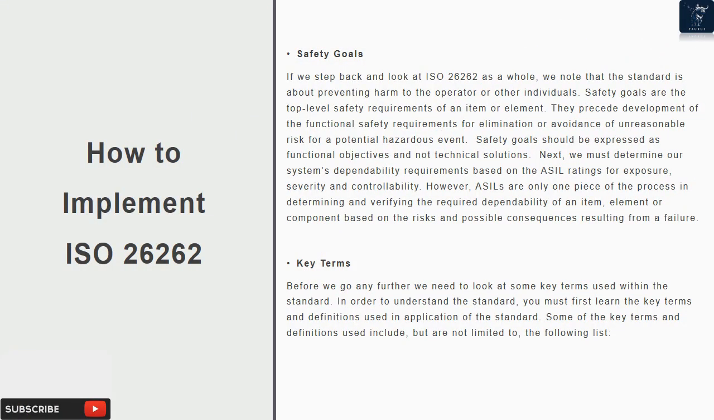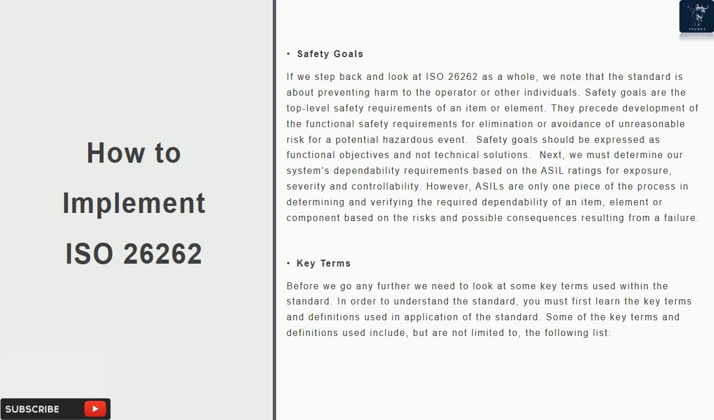Safety goals. If we step back and look at ISO 26262 as a whole, we note that the standard is about preventing harm to the operator or other individuals. Safety goals are the top-level safety requirements of an item or element. They precede development of the functional safety requirements for elimination or avoidance of unreasonable risk for a potential hazardous event. Safety goals should be expressed as functional objectives and not technical solutions.